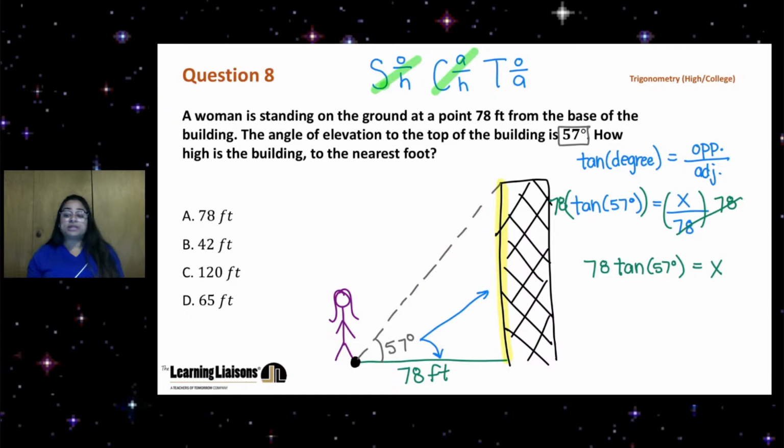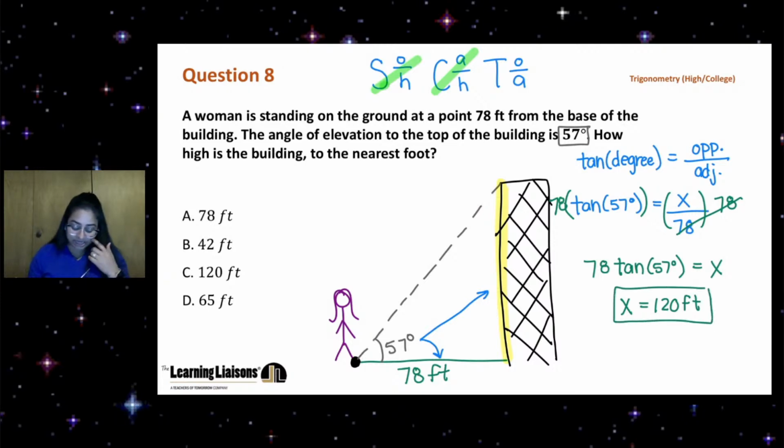Now this is something you put into your calculator just like that. You don't change it. Don't push the one with the negative one at the top. Don't do any of that. All you have to do is take your calculator, not your phone, take your calculator and type in 78 tan 57 and press equals, and you will get what? The building is 120 feet tall.